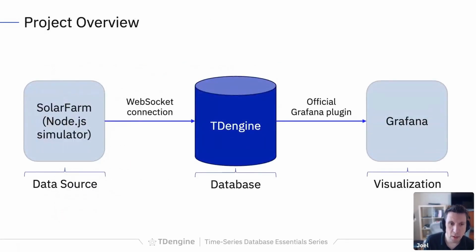So here's an overview of the solution that we'll be looking at today. We have a data source, which is really just a Node.js script that is simulating a solar farm of solar panels collecting sun rays. This is going to be fed into a TD Engine database via WebSocket connection, which will then be pushed into or pulled into Grafana via the official TD Engine Grafana plugin for visualization.